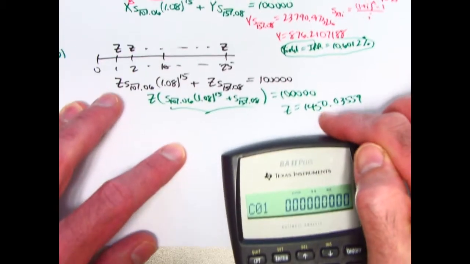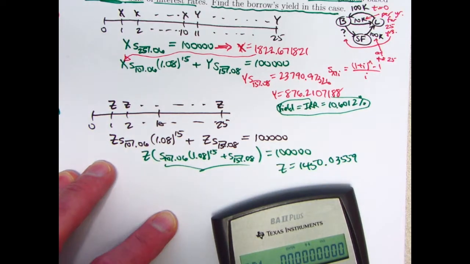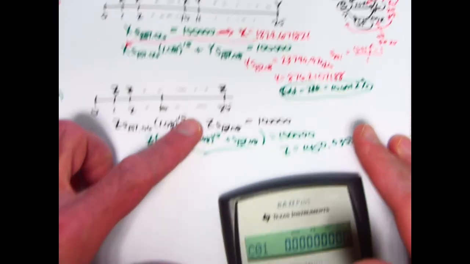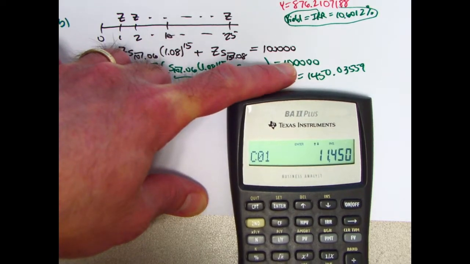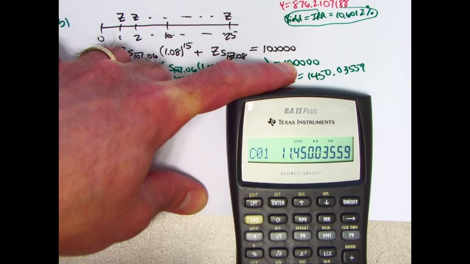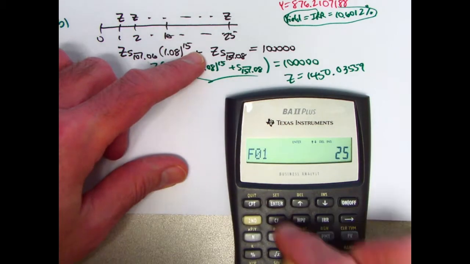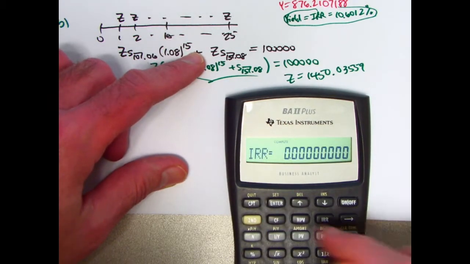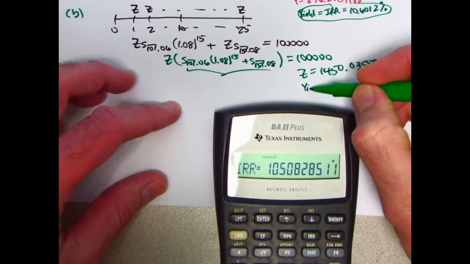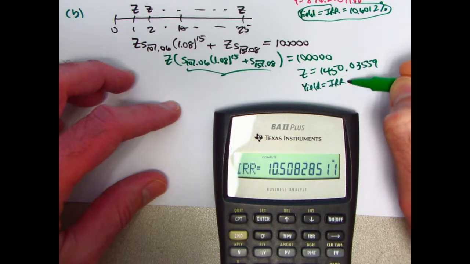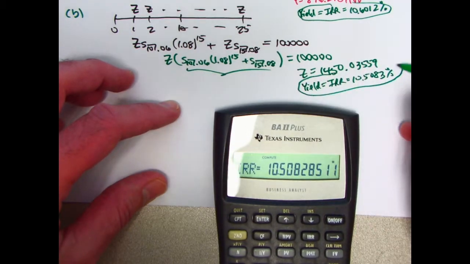C01 is 1450.03559 plus 10,000, don't forget about the interest, then with a minus sign, and with a frequency of 25. So we're going to have 10,000 plus this, which is 11,450.03559. Put a negative sign, enter, tab down, frequency is 25, enter, IRR, CPT, and that is the correct answer for part B as well. The yield, or IRR, is 10.5083%. Not too much different from the answer in part A.